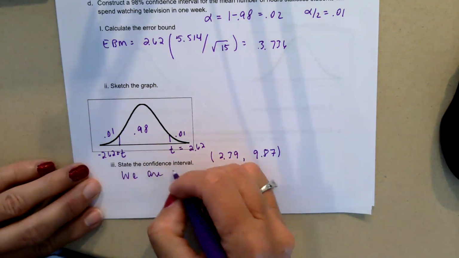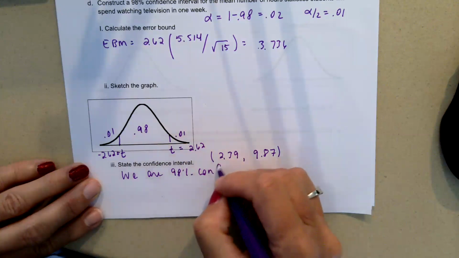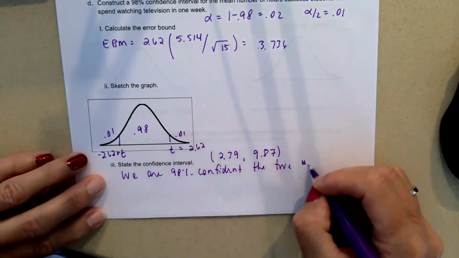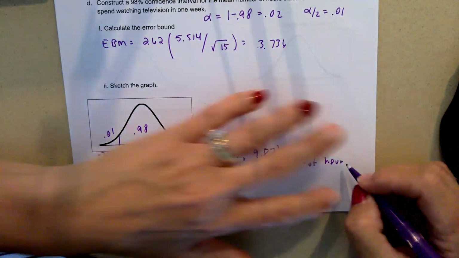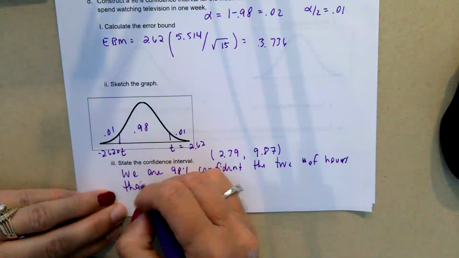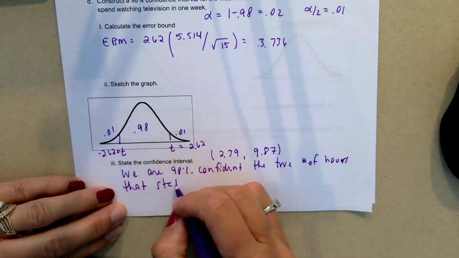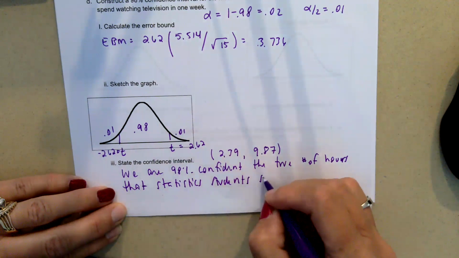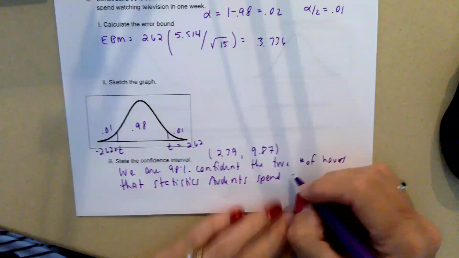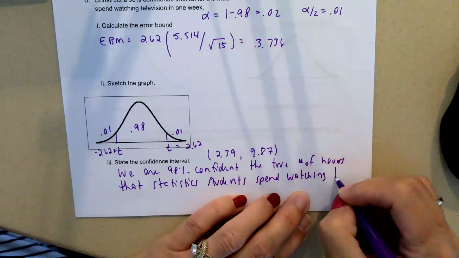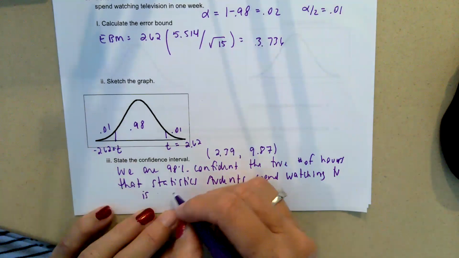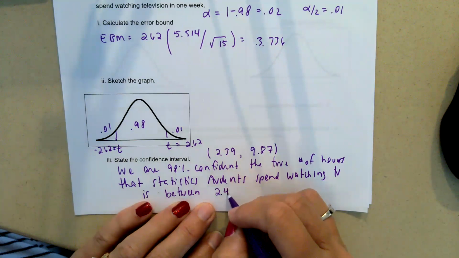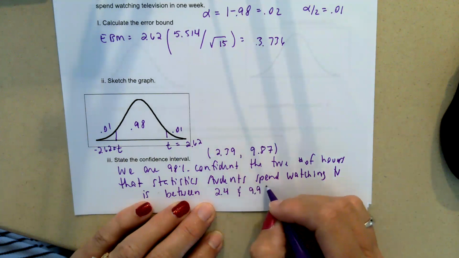So we are 98% confident the true number of hours that statistics students spend watching TV is between 2.4 and 9.9 hours.